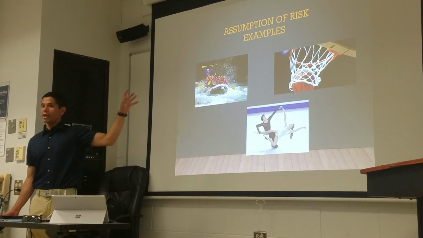So the elements: one of the key things there is that the risk must be inherent to the activity and well known, right? Again, the raft turning over, or you being tackled, or a ball coming at a very rapid speed right to you. It's got to be well known for that activity, right? And the plaintiff must know the risk, so the person presumably has to know that can happen, right?